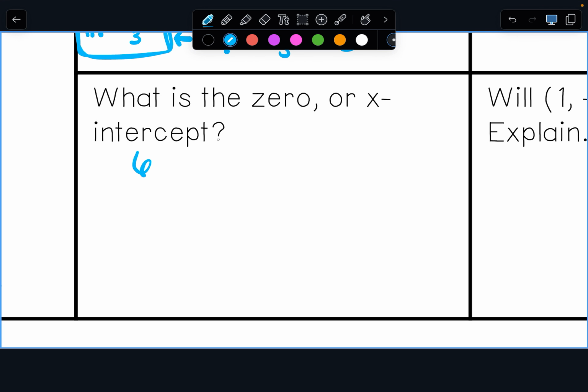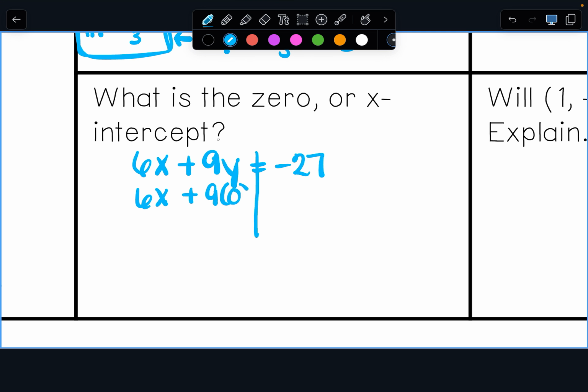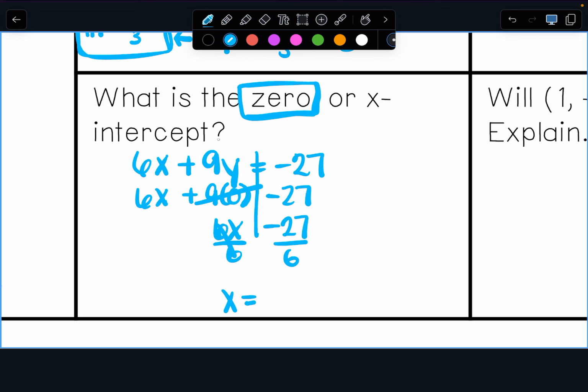When we solve for the x-intercept, what number do we replace with the 0? The y. So you take 6x, bring that down, and divide. When you're solving for the x-intercept, you replace the y with the 0 and solve for x. 9 times 0 is 0.